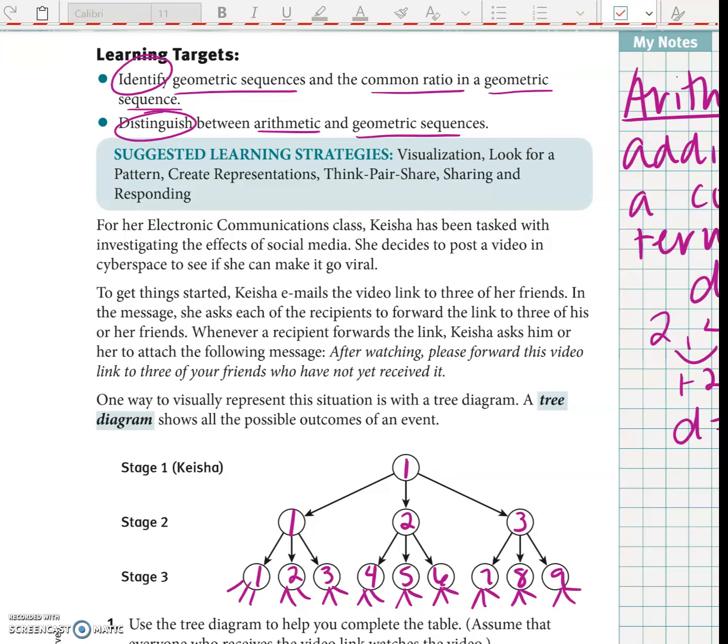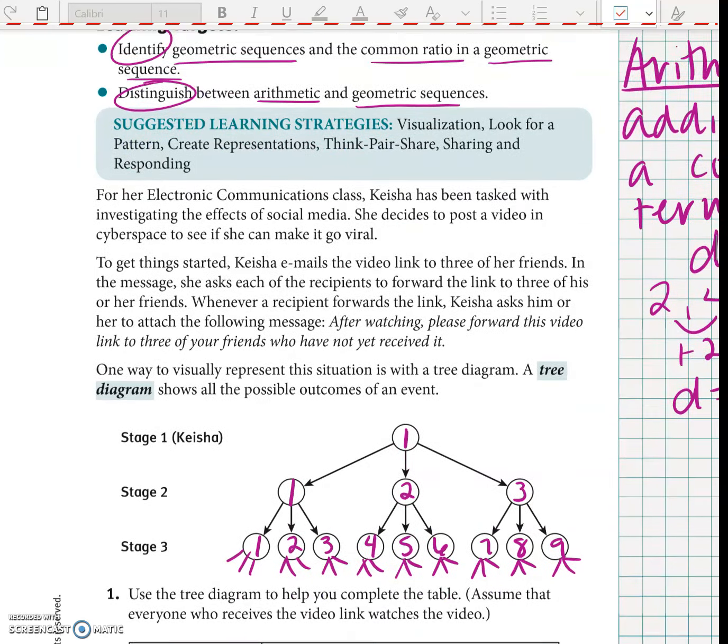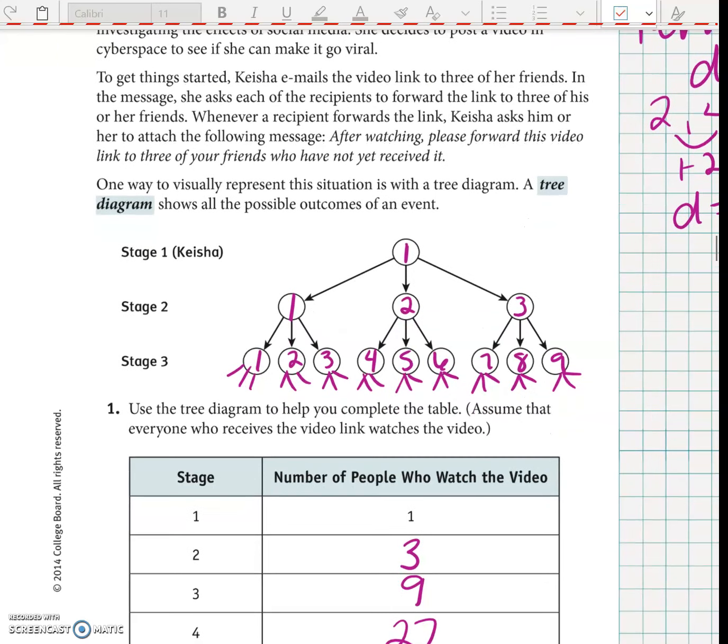So filling in the table, stage 1, it was one person, that was Keisha. She sent it to 3 of her friends, so that would be stage 2. In stage 3, each one of those 3 friends sent it to 3 more people, so now 9 people have seen it. And then each one of those 9 people sent it to 3 more, so now we're up to 27. So question number 2 says, describe any patterns that you notice.